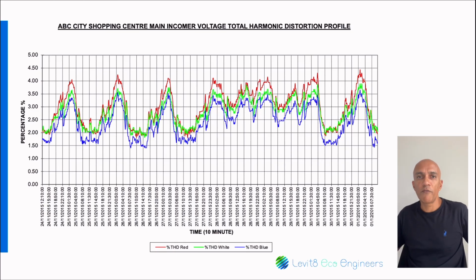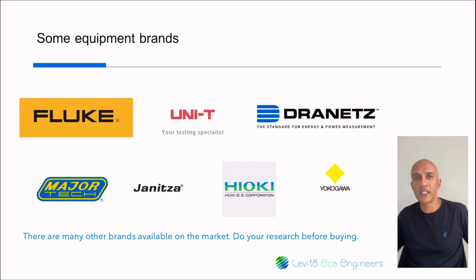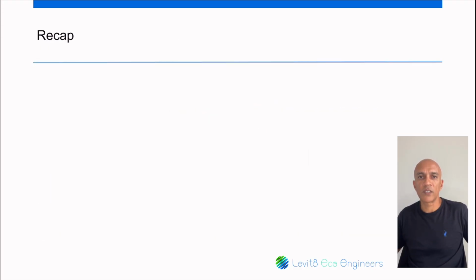So, manufacturers such as Fluke, Tranitz, Unity, Yokogawa, Majortech, Hayoki, Yanitsa, these are some of the brands you may consider. So do your homework carefully before deciding what to purchase. Decide what you're actually going to use the instrument for, because prices vary significantly. And there's no point having an instrument that's going to do high frequency, high speed recording when all you're going to be doing is load profiles and determining existing loads on feeders and building incomers, because then you'd just be wasting your money.